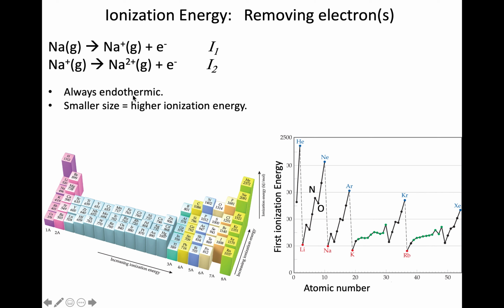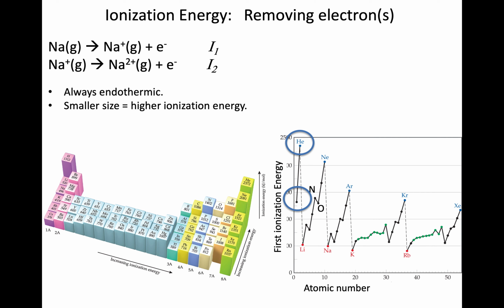The best way that I can predict whether it takes a large amount of energy or a smaller amount is based on the size of the atom or ion that I'm removing the electron from. The smaller size corresponds to a higher ionization energy. If we look at the data, here would be for hydrogen. Hydrogen is a small atom. Helium is even smaller, and it takes even more energy to remove an electron from helium.